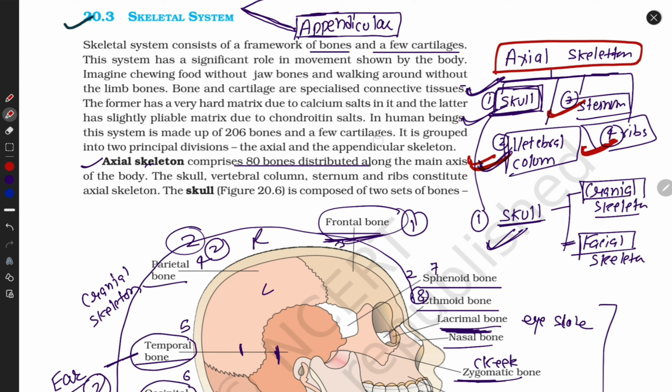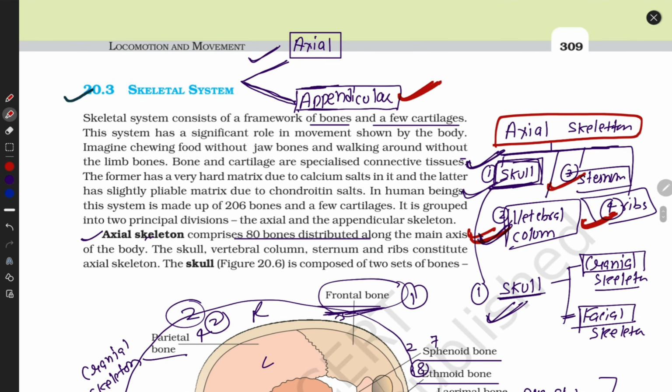In our next video we will discuss the appendicular skeleton.